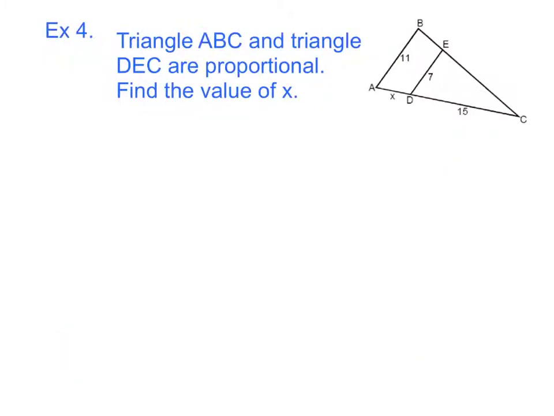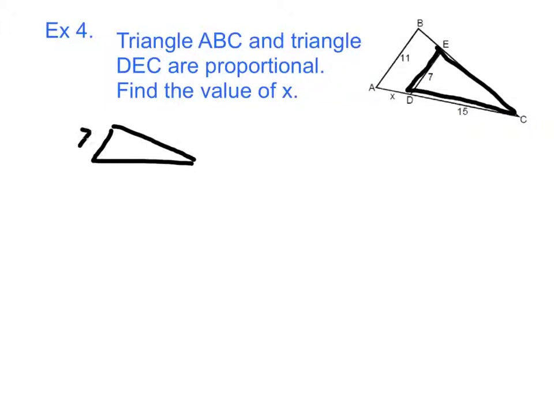Okay, another example with triangles. This one's a little bit more complicated because the triangles are pretty much right inside of each other. But what we can do is draw two triangles in order to make it work. So we have triangle ABC and triangle DEC. We know that they are proportional because it tells us in the problem. And then we need to find the value of x. So let's draw both of these triangles. This will be my little triangle, my EDC triangle. You can see right here.